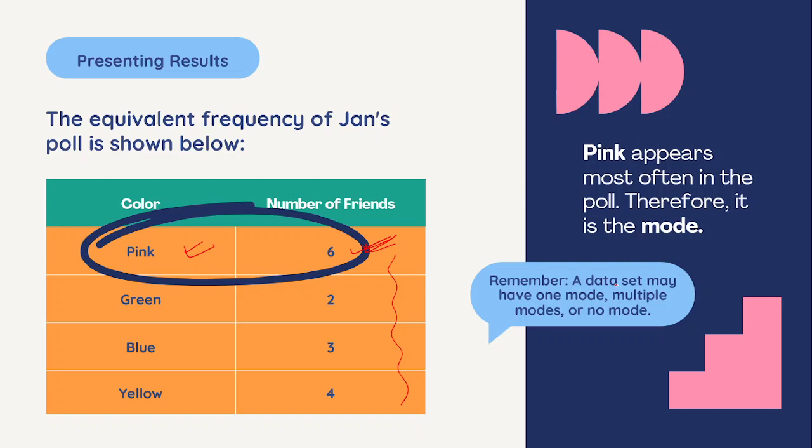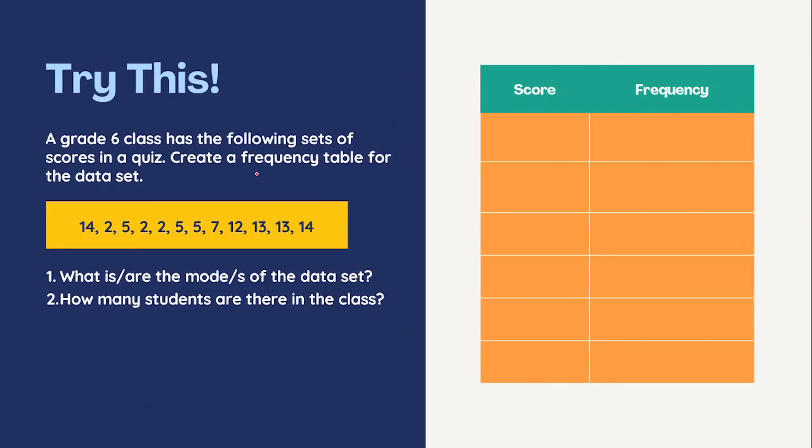Okay, so a data set may have more than one mode, or multiple modes, or no mode. Okay, now let's do this example. A grade 6 class has the following set of scores in a quiz. Create a frequency table for the data set. Okay, so now how will we create it?